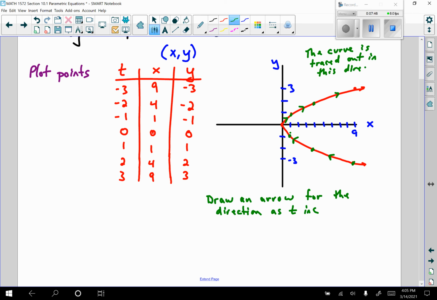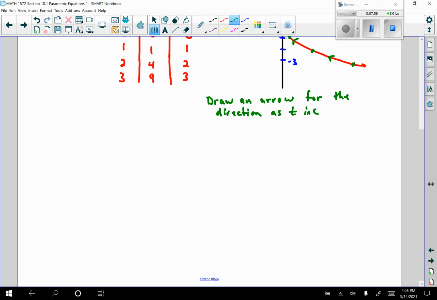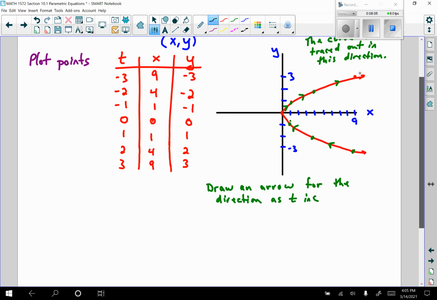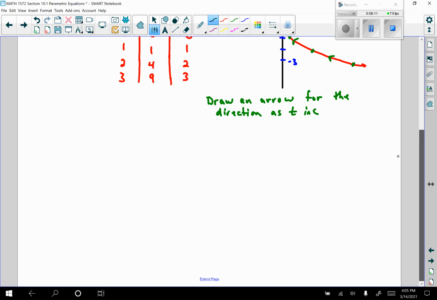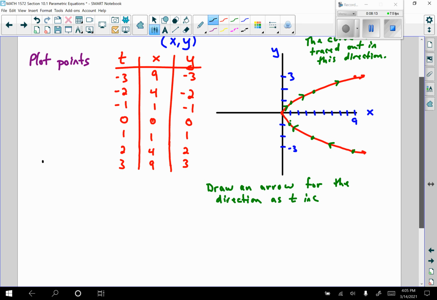Now on WebAssign, they'll give you the sketches of the graph already, so not only will you have to figure out what the graph is, but you'll also have to indicate the arrows here as well. So making this table is going to be very important. The next part, what we want to do is create an equation for this curve that we did sketch just using x and y. So we call this eliminating the parameter if possible.